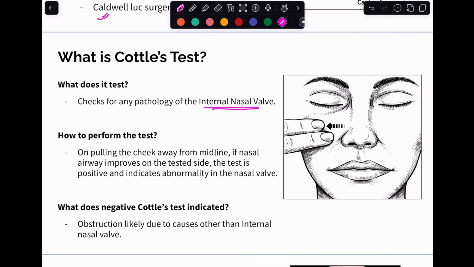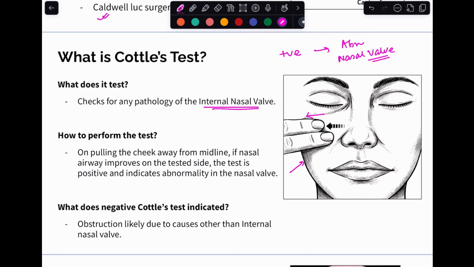So if we look at the image over here, how do we perform this? We pull the cheek laterally away from the midline. At this point, we see if the nasal airway obstruction improves on the tested side or not. In case it improves, that means it is a Cottle's test positive. That means it is indicating that we have an abnormality in the nasal valve region.